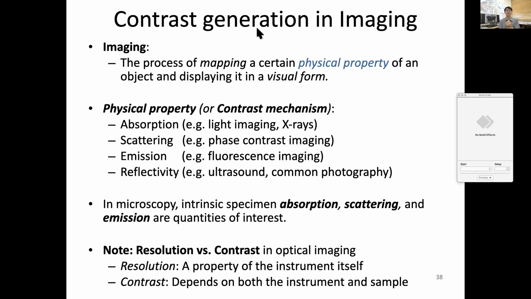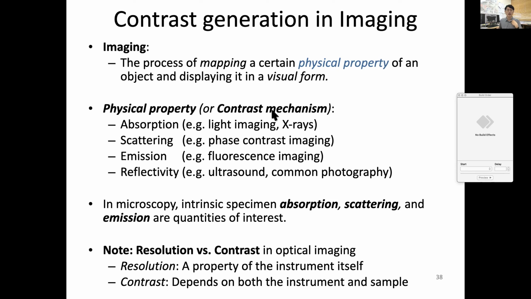And as I first said in the class, eventually imaging is about contrast. How we perceive and understand the object from the rest of the world is really about the generation of contrast. So we can define imaging this way: the process of mapping a certain physical or even chemical property of the object and displaying it in a visual form. That property we call a contrast mechanism.